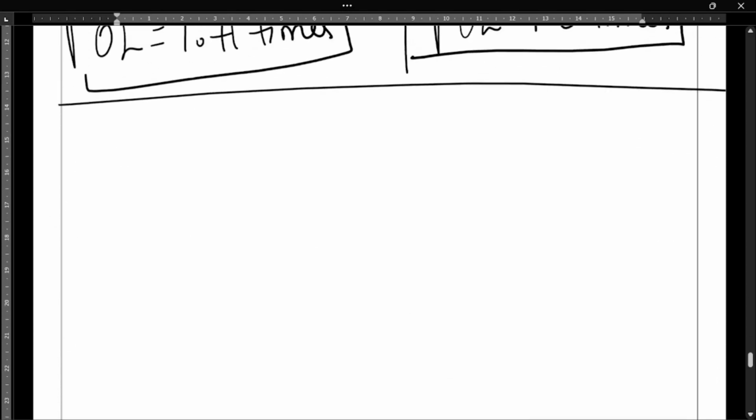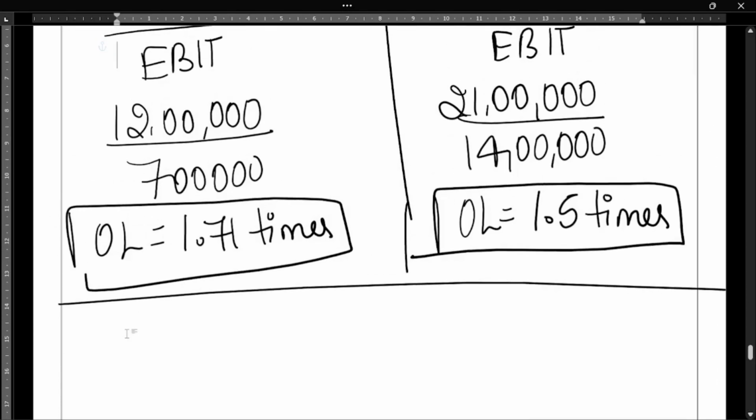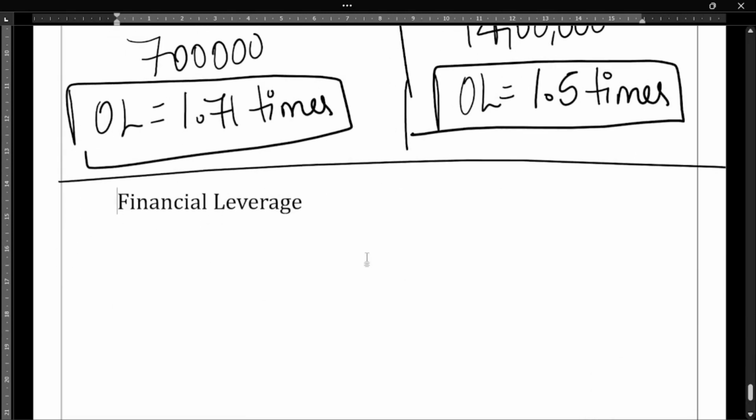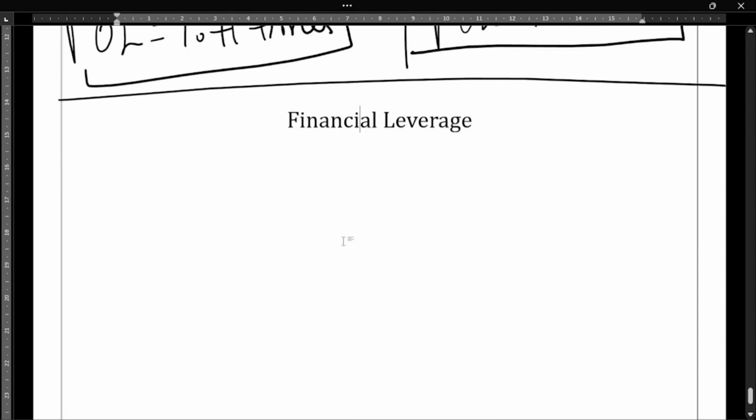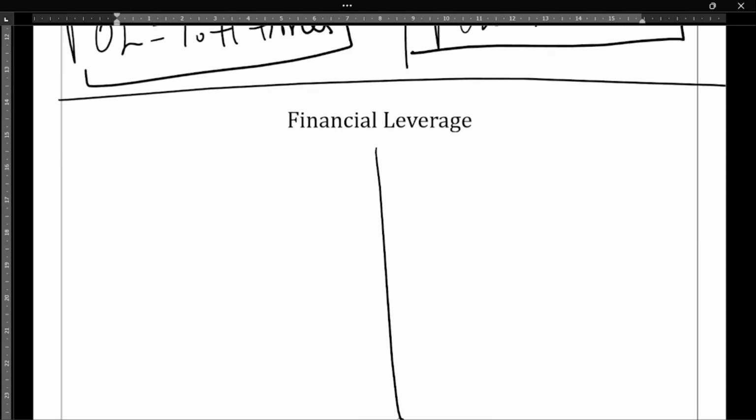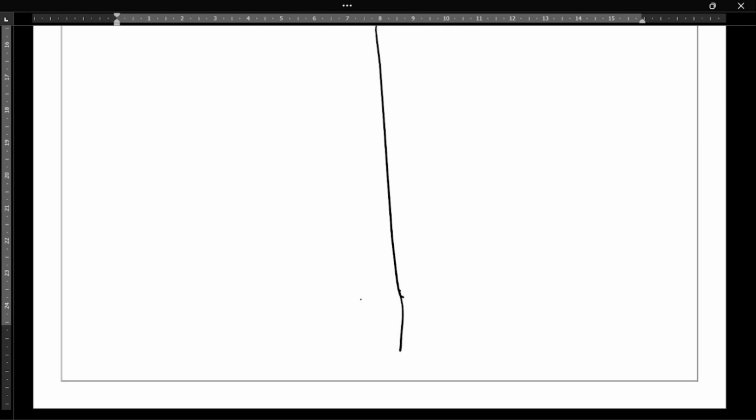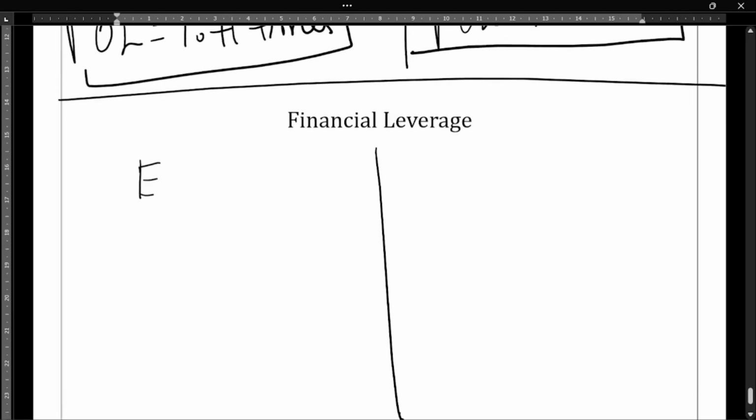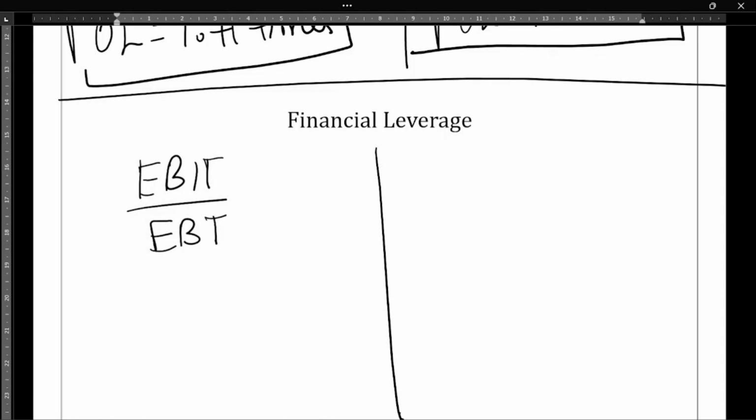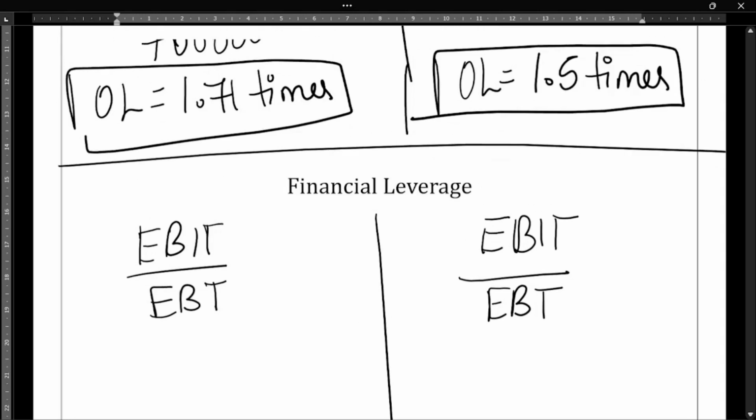Operating leverages we have calculated. Next is financial leverage. What is the formula to find the financial leverage? The formula is EBIT divided by EBT.